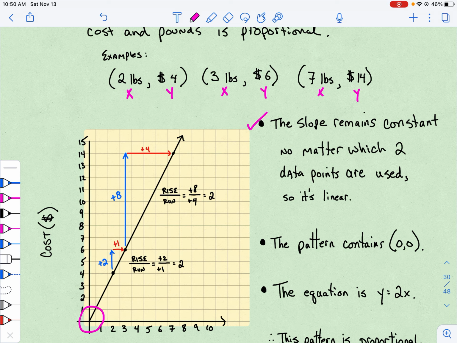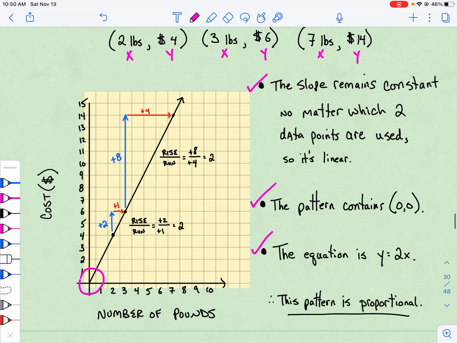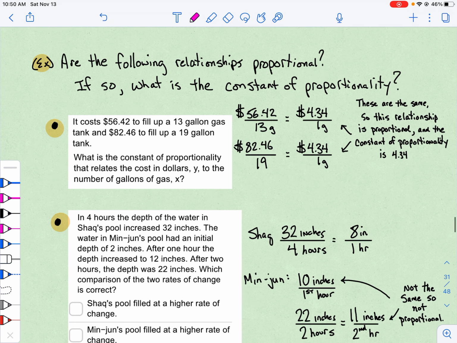So we have the point staying the same with the slope of 2. We have the data point 0, 0 being in the graph. We have an equation that we could write, y equals 2x. So all of those reasons suggest that that is proportional, right? Piece of cake. Let's keep on going.